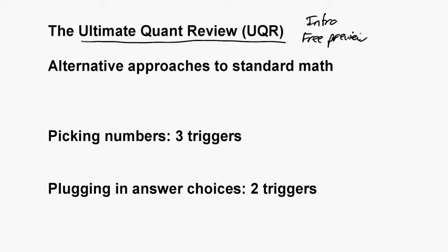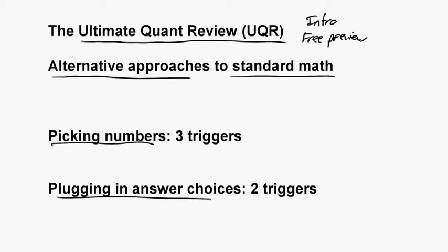And in this particular video, I'm going to discuss some alternative approaches to standard math. And these alternative approaches, I will confess, they're not original. These alternative approaches are used throughout the industry. For those of you familiar with the GMAT, you've probably heard of the idea of picking numbers and plugging in answer choices. But they're very important. And one of the keys, of course, is not just how to pick numbers and how to plug in answer choices, but quickly recognizing the triggers for when to pick numbers and plug in answer choices.